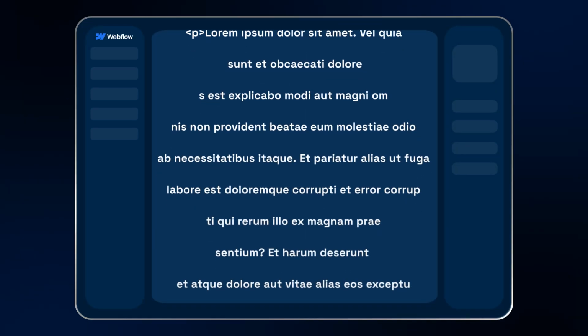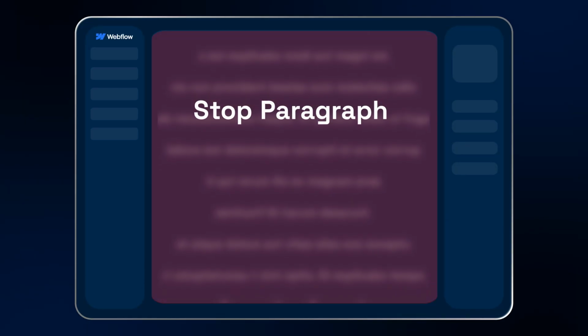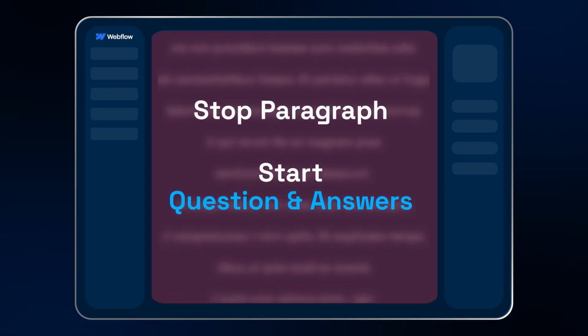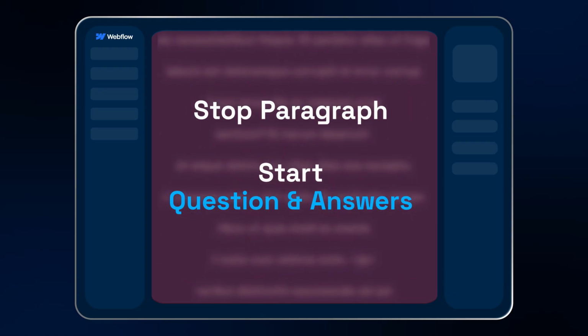Here's what question clusters actually look like when I'm building. When you create a CMS collection, stop thinking in paragraphs and start thinking in questions and answers. Instead of just one giant rich text called body, I'm structuring the content to answer specific questions. So my H1 is a question and then followed by the answer. My H2 is a question followed by an answer, and so on.